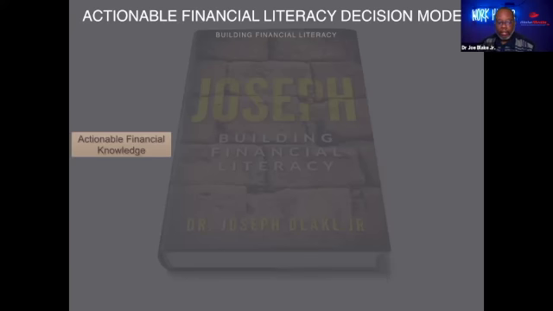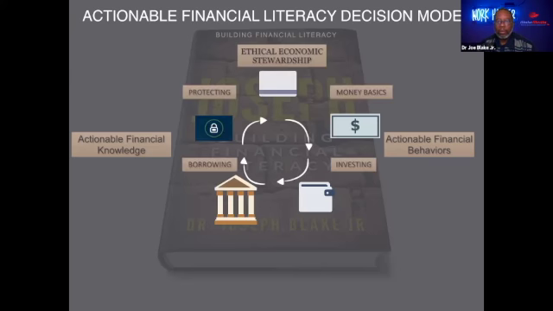So this is the decision model here. You have knowledge, actionable knowledge, and then there's behavior. So you get the knowledge and then you get the behavior. That knowledge you want, in the end, to influence that behavior. Inside of the model, we have the skills that you want to learn: stewardship, basics, investing, borrowing, protecting. And so that's within that model. Those are the stages that you have to learn as a continuous process.